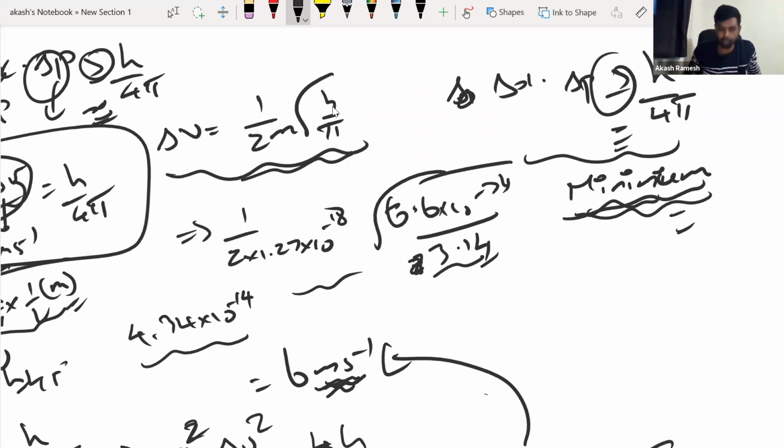I think de Broglie's one question and Heisenberg's uncertainty principle one question should be enough. Very small formulas. You have to substitute, but the calculations would be a little difficult here because h is there, pi is there, all these things are there. So calculations might become difficult, but the formulas are very, very simple.